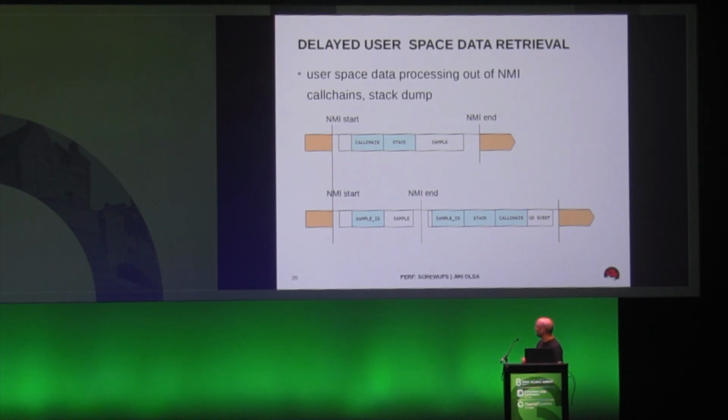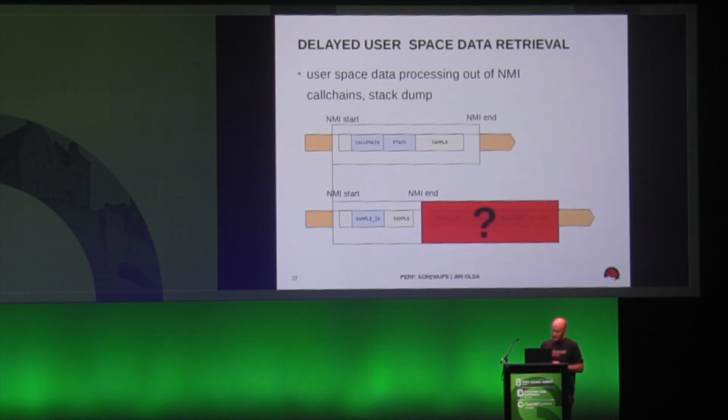for later processing. And at the point when the NMI finished, we would create another event, not in the NMI context, with just the user space data, and the perf tool afterwards would connect those two events together. So that would basically lower the time. The idea is to lower the time spent in the NMI, and that's what we tried to implement.